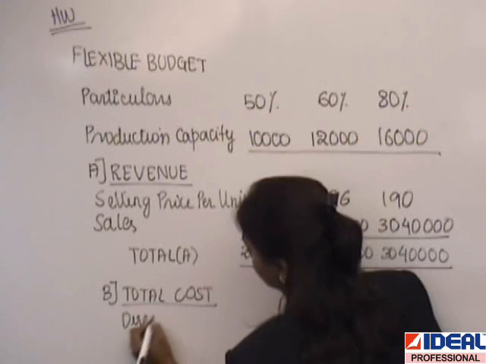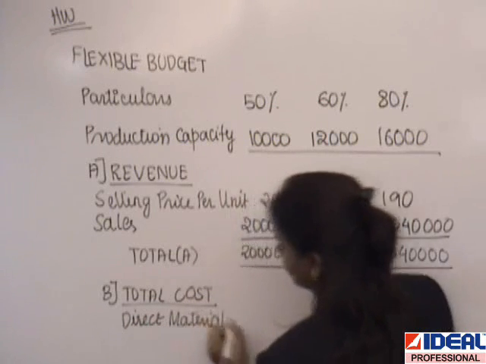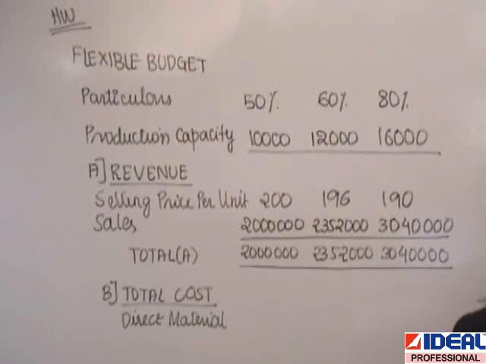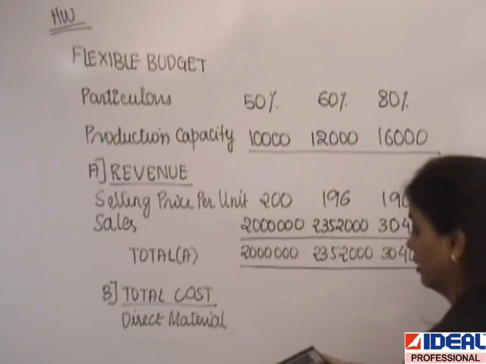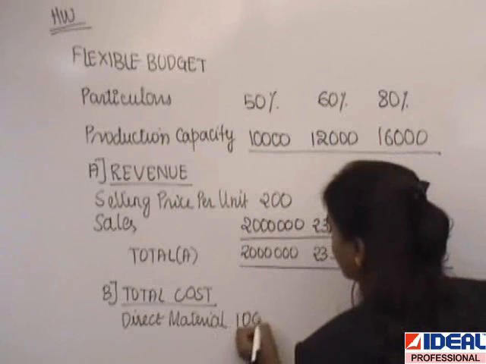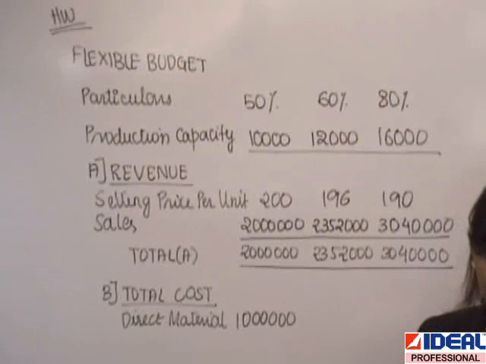First cost is direct material. Direct material, it is given it is 100 per unit at 50%. So 10,000 into 100 will give you 10 lakhs. Then the raw material cost will increase by 2% at 60%. So 100 plus 2% is 102.